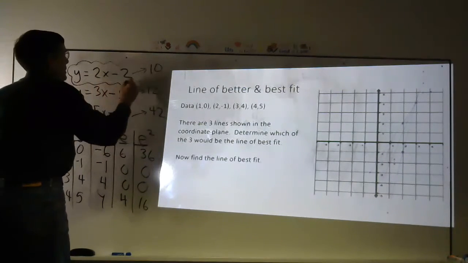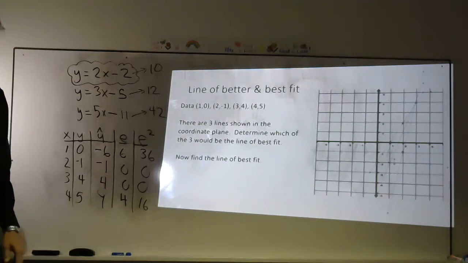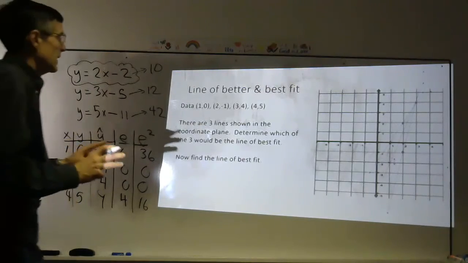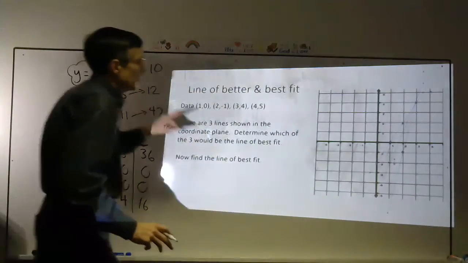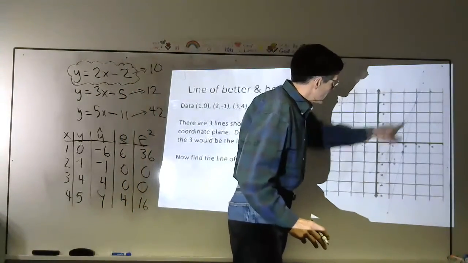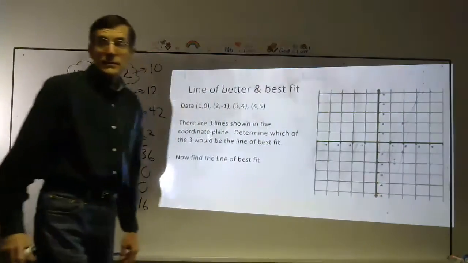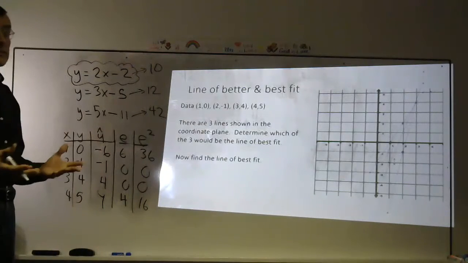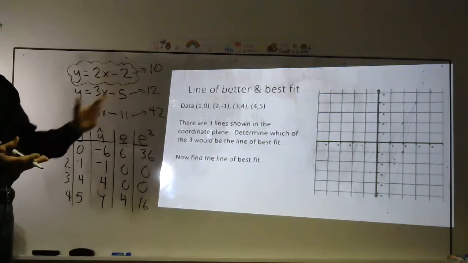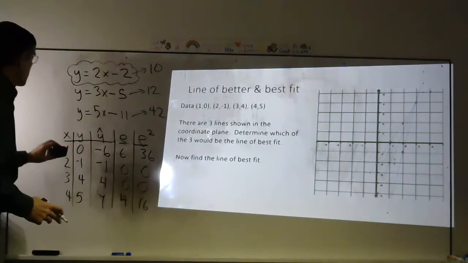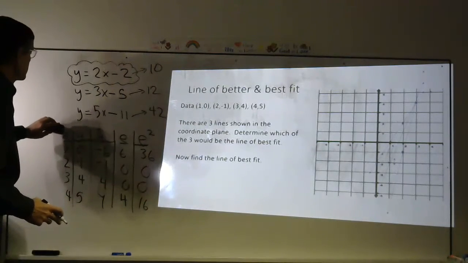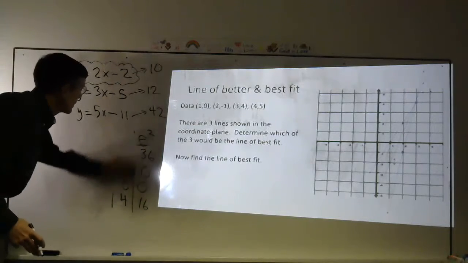This would be the line of better fit. Okay? It's not necessarily the line of best fit. It's the line of better fit. Out of the 3 blue lines we have there, this very first one is the line of better fit. Okay? The line of best fit would be a line that's probably not even there. And we're going to be able to figure that out. Okay, so let's go back to the line of better fit.